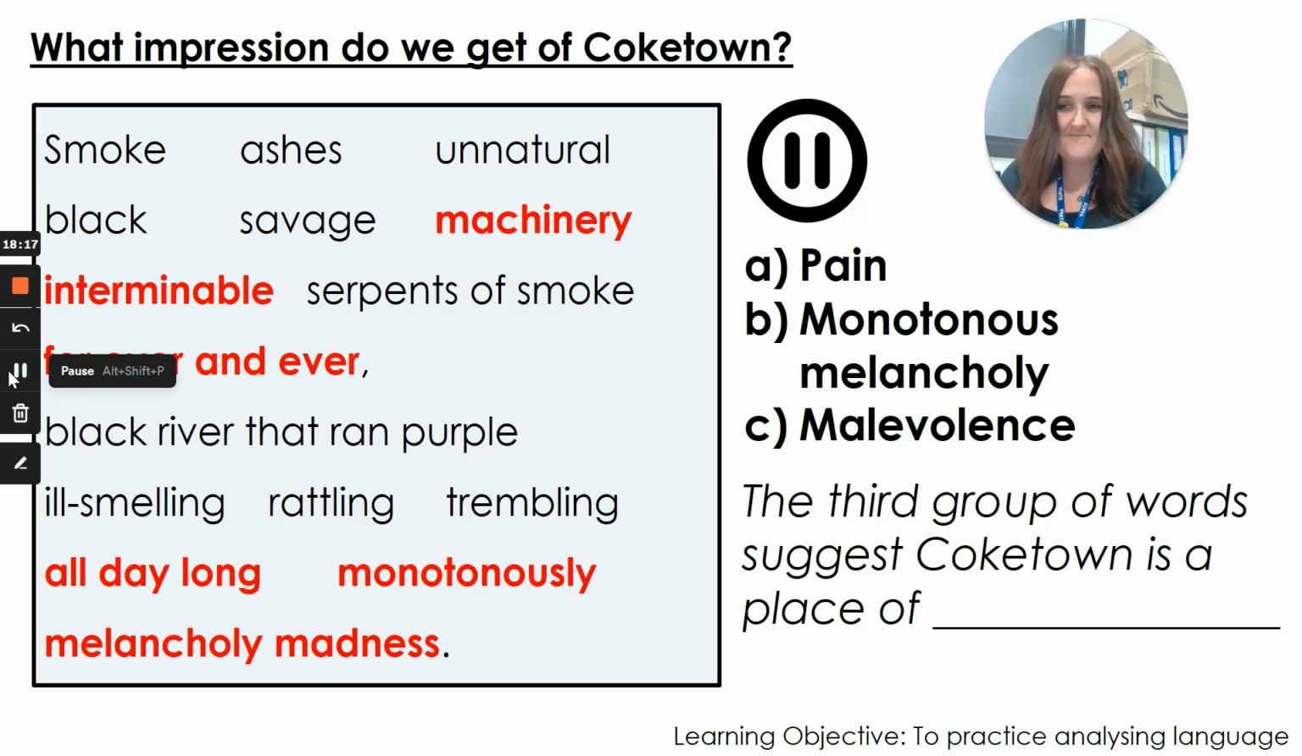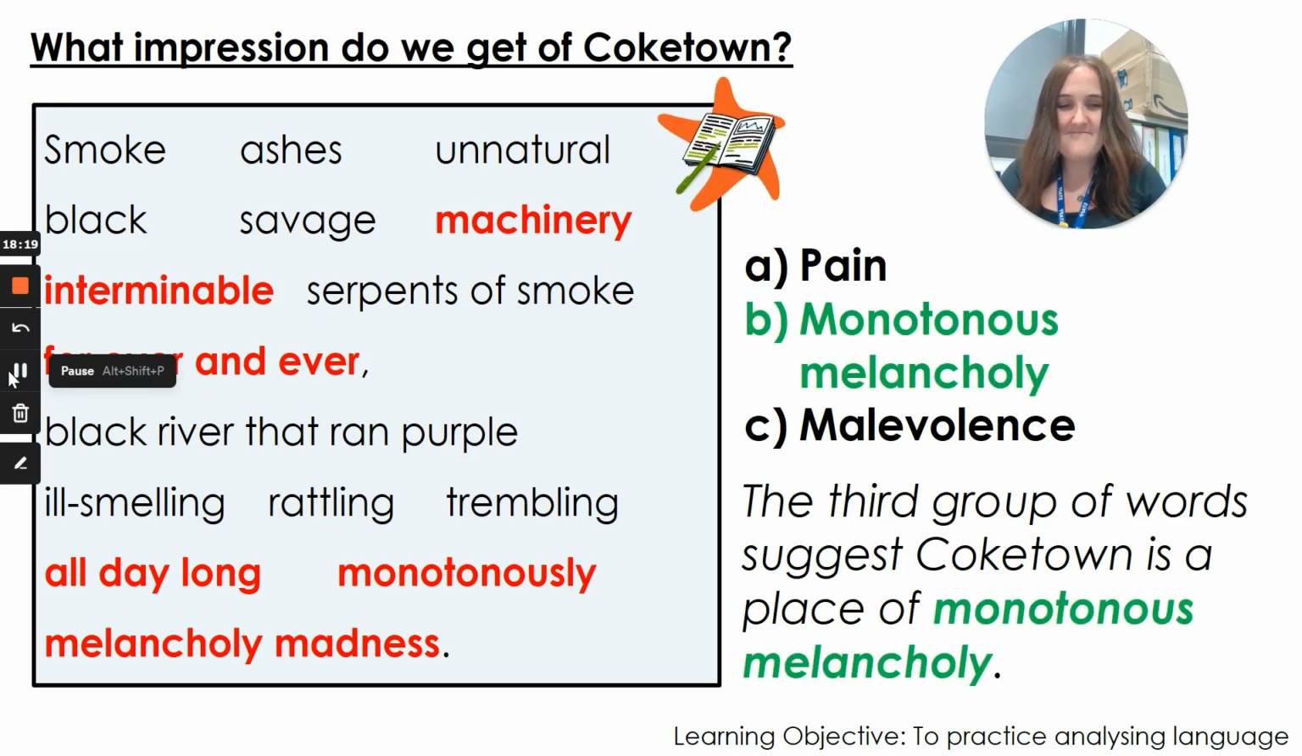And green pen's ready then. So this time, this was the monotonous melancholy. Okay, so forever and ever, all day long. We've even got monotonous and melancholy there for you. Interminable, something that never stops. And so Coketown is a really miserable place. It's actually quite dangerous to the workers, and a place where all of this misery just will continue forever, and it seems as if nothing is ever going to change.